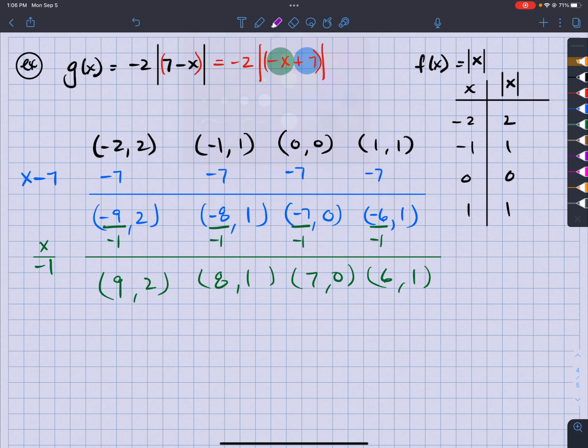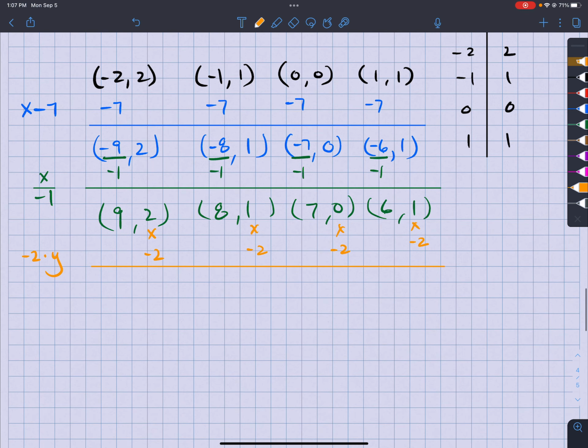So let's call that purple. And that affects what? That affects the y value. All right, so what am I supposed to do? I'm supposed to take the y and multiply it by -2. So -2 times the y value. You can do it this way if you want: multiply this by -2, multiply this by -2, multiply this by -2, and multiply this by -2.